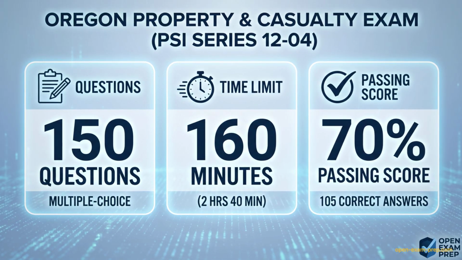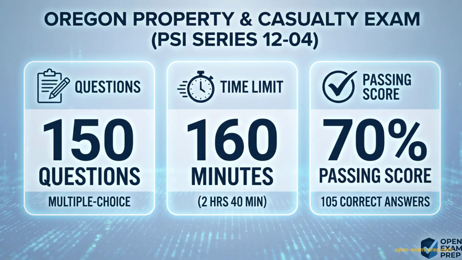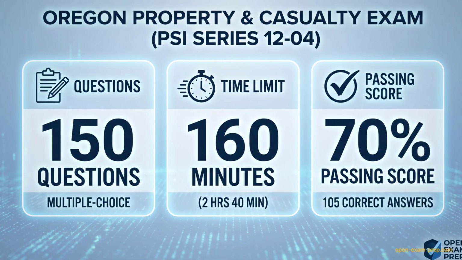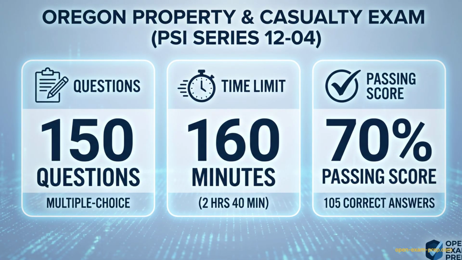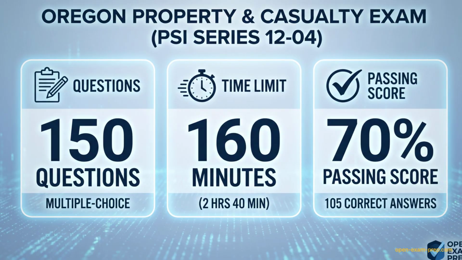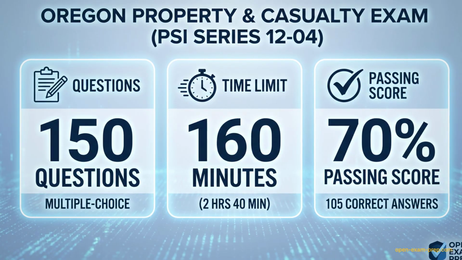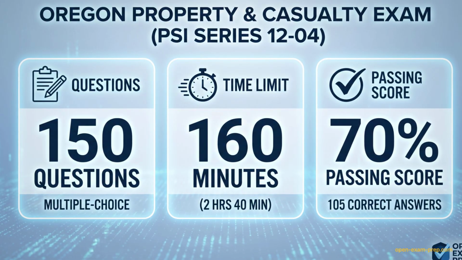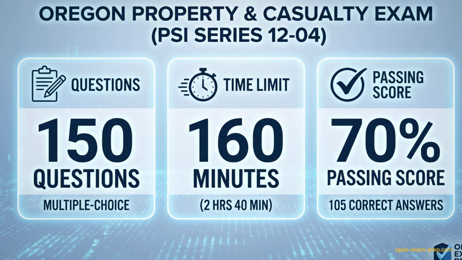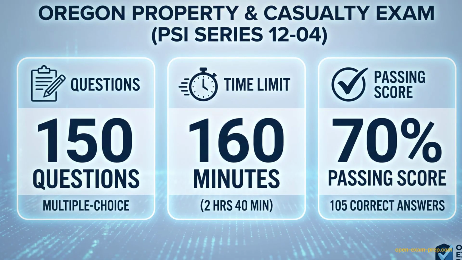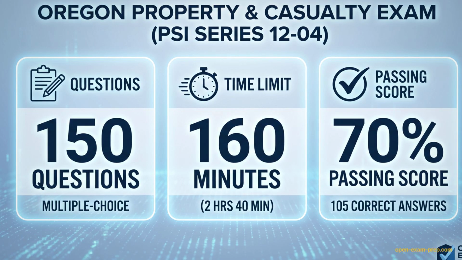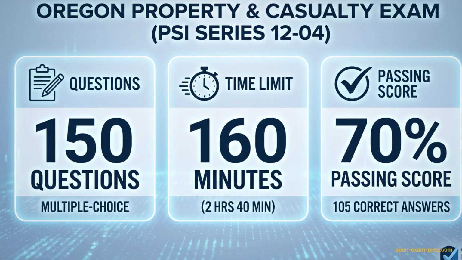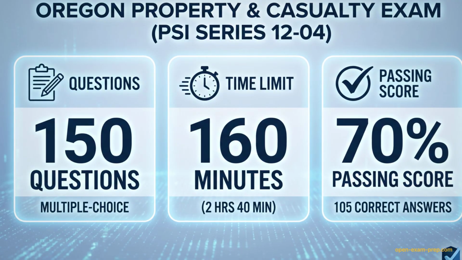The Oregon Property and Casualty exam, PSI Series 1204, consists of 150 scored multiple-choice questions. You'll have 2 hours and 40 minutes, or 160 minutes total, to complete it. This gives you just over a minute per question. To pass, you need a score of 70%, which means answering at least 105 questions correctly. The exam is administered by PSI Services, and you should expect to see a few unscored experimental questions as well.